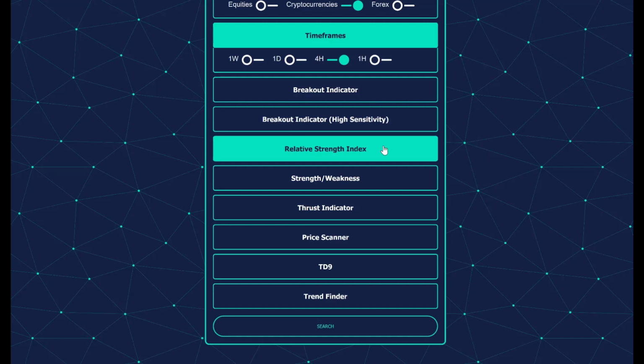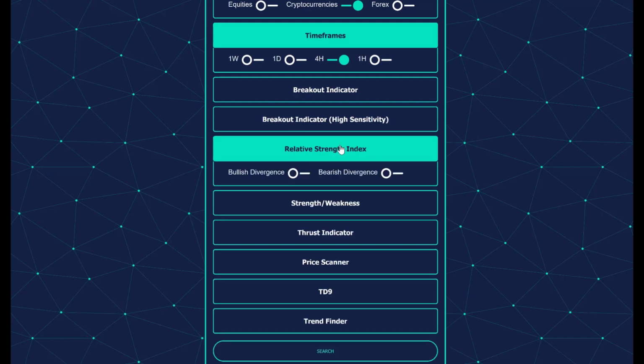This is our RSI. On RSI we can search for bullish and bearish divergences. This is very popular in the crypto Twitter community.